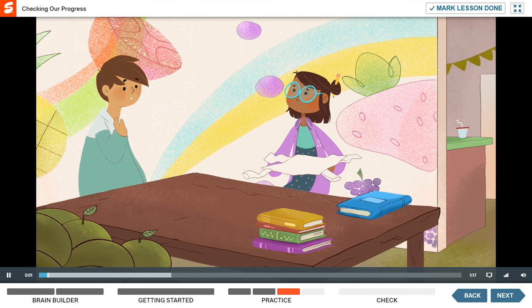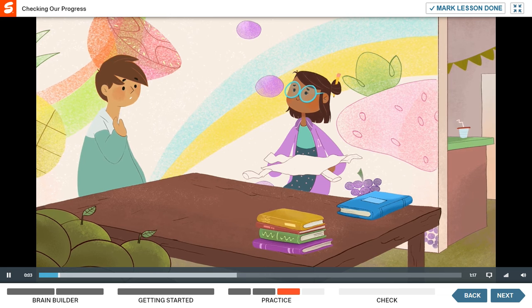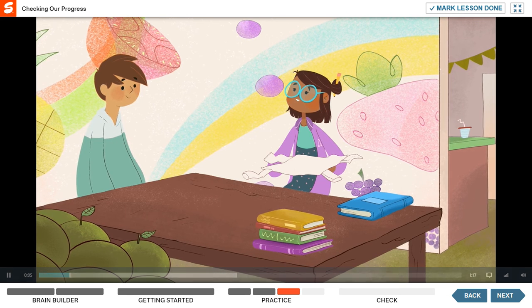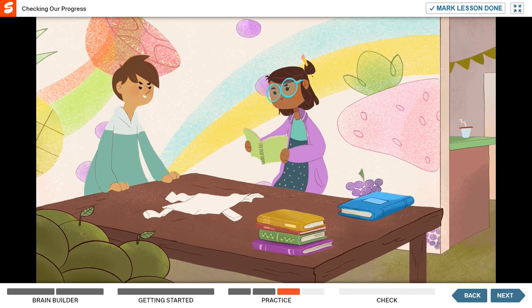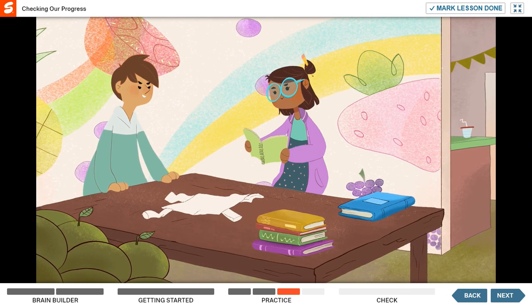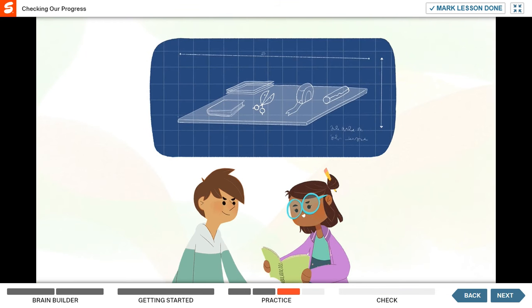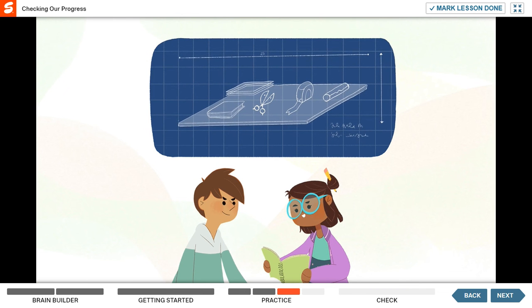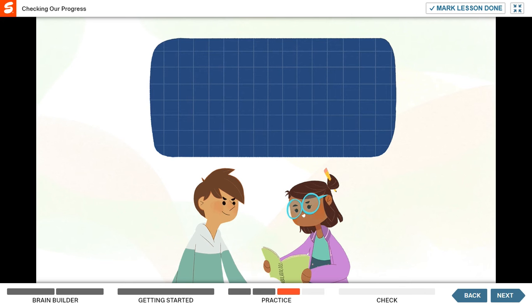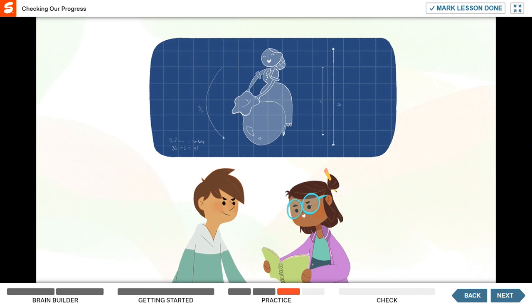Do you think we can fix it? Maybe. Let's look at our plan again. Okay. What have we done so far? Well, we said we'd meet in the cafeteria and bring everything we need. We did that. But we didn't say where we'd keep our stuff. And when we left it in the cafeteria, it got thrown away. And we had to start over.